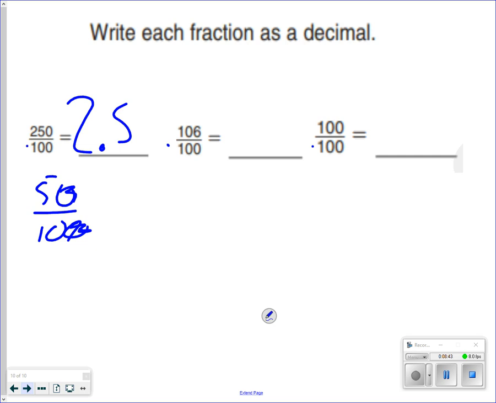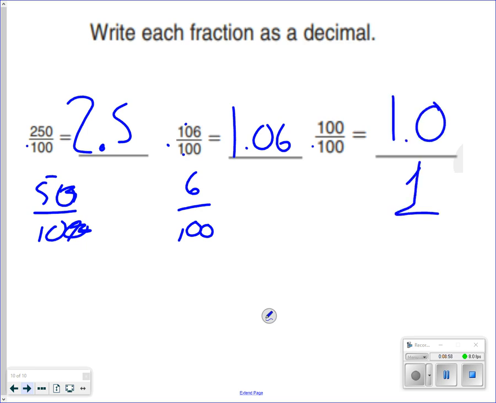Let's take a look here. 100 can go into 106, so I'm left with 6 over 100. I have 1 whole. So your answer is 1 and 6 hundredths. 100 goes into 100, so your answer is 1.0 or just a 1.